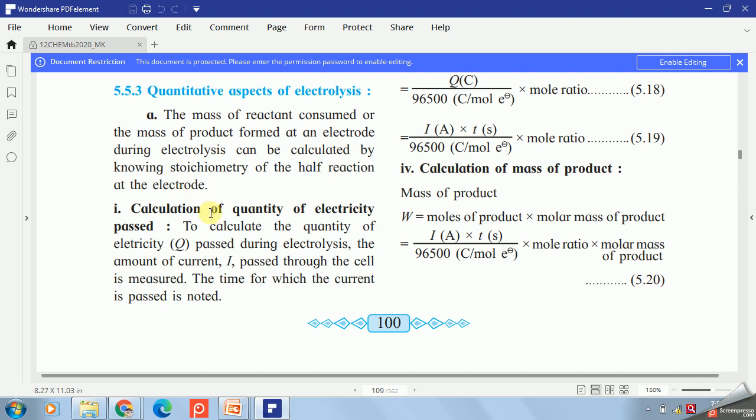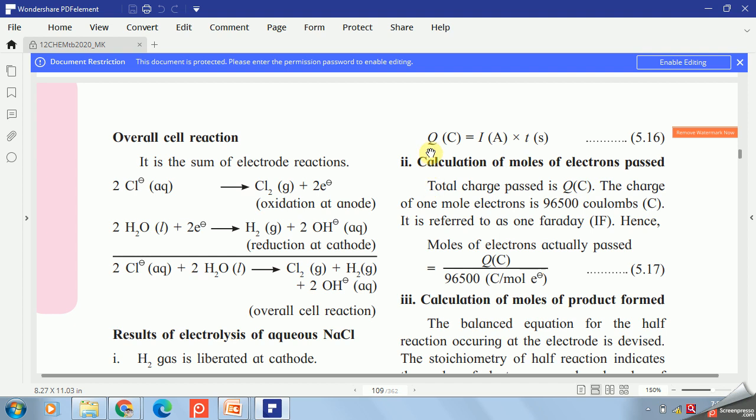The first one is calculation of quantity of electricity passed. To calculate the quantity of electricity, that is Q, passed during the electrolysis, the amount of current I passed through the cell is measured. The time for which the current passes is to be noted, and then the quantity of electricity Q in coulomb is equal to I, the current in ampere, into time in second. So that is the first formula: Q = It.